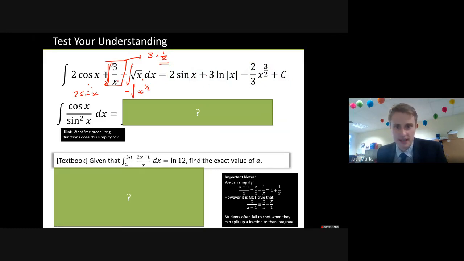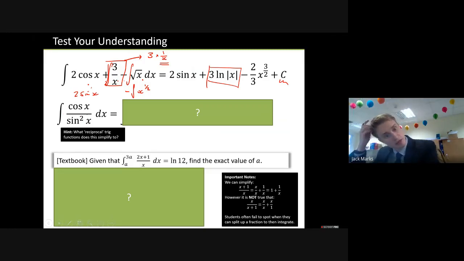Hopefully you see that, in my opinion, that makes this integration much, much nicer if you keep that 3 out at the front, because then it sits in front of the natural log of the absolute value of x. Don't forget the plus c. Easily done when it's convoluted, cos and sine and so on.